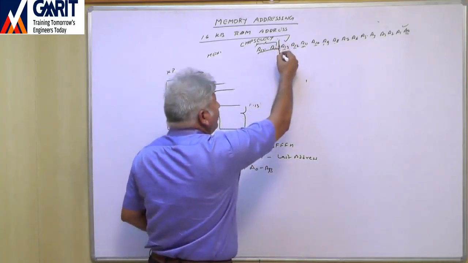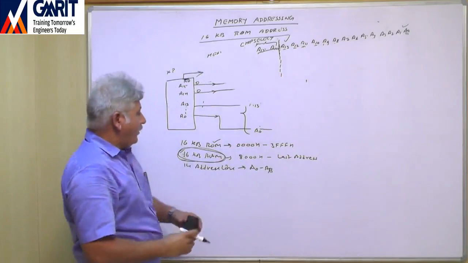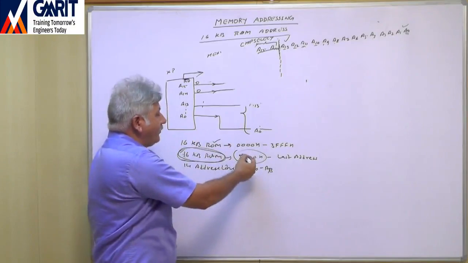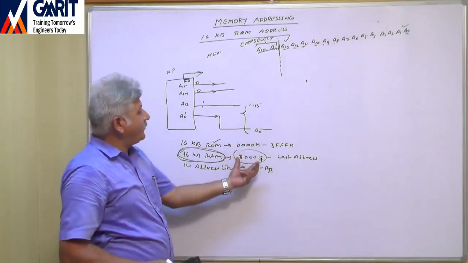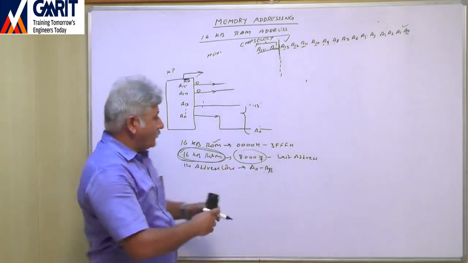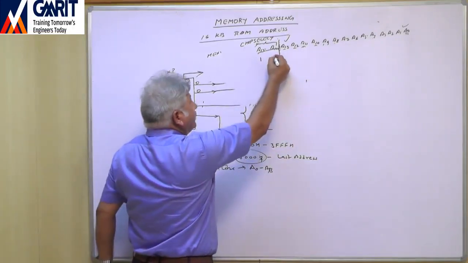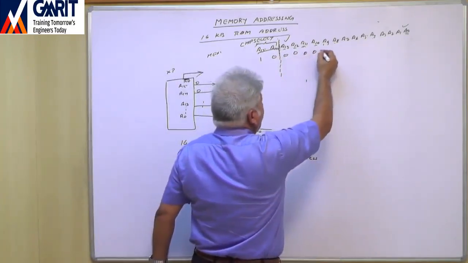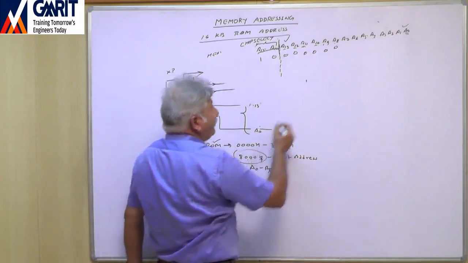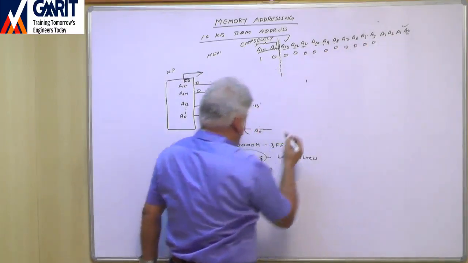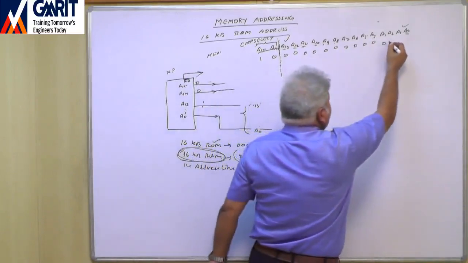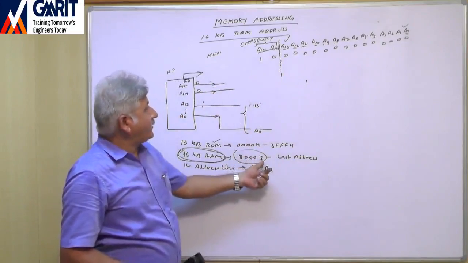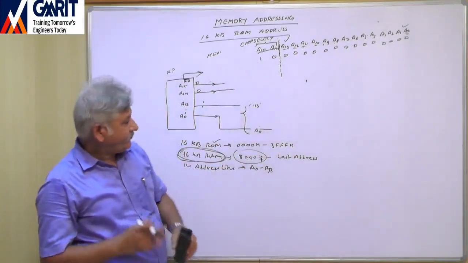So here we will put one mark, A0 to A13. Now, the starting address is 8000H. So we will write this hexadecimal number in binary. So 8 means 1000, then this 0 is 0000, then next 0 is 0000, then next 0 is 0000. This is the address 8000H in binary form.